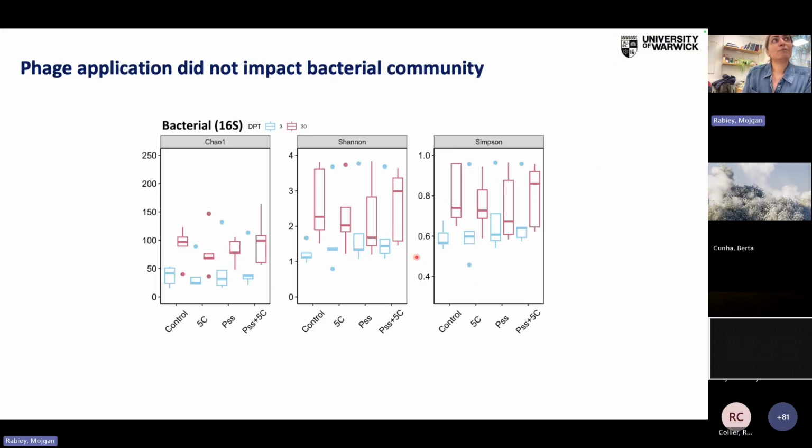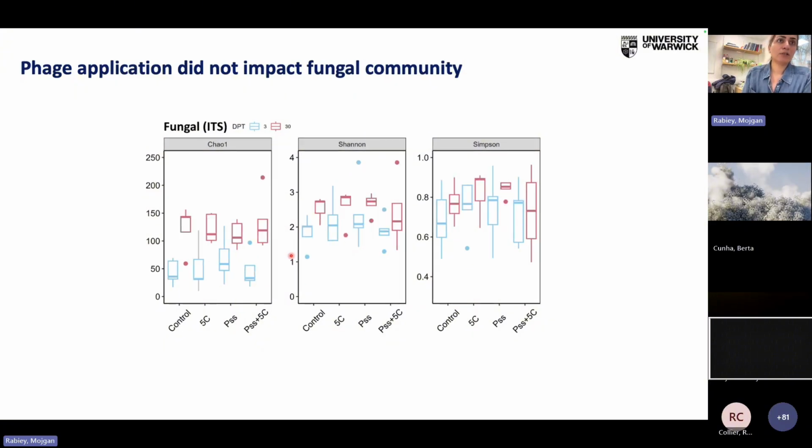So to understand the impact of phage on microbial community, we did the 16S and ITS sequencing. 16S to understand bacterial population and ITS for fungal population from the samples we collected at day 3 and day 30. And when we did the statistical test, we found that time had the most important effect, and phages on their own didn't have any impact on bacteria and fungal community.